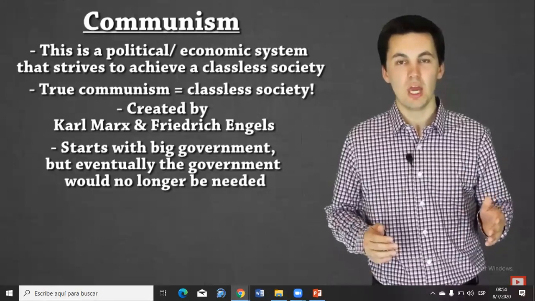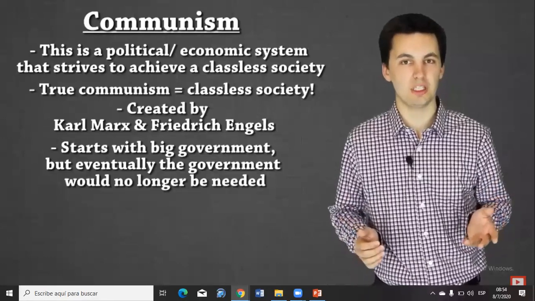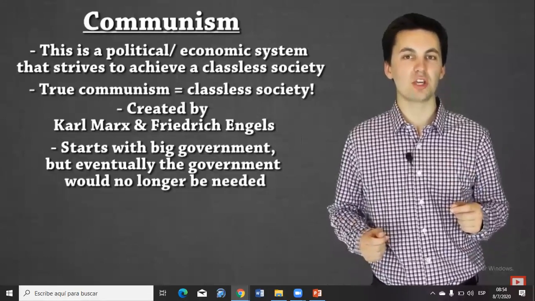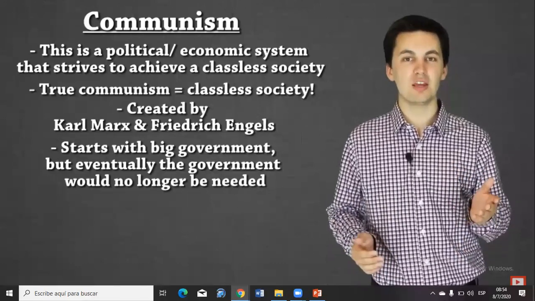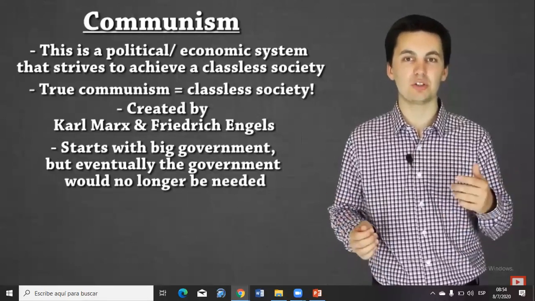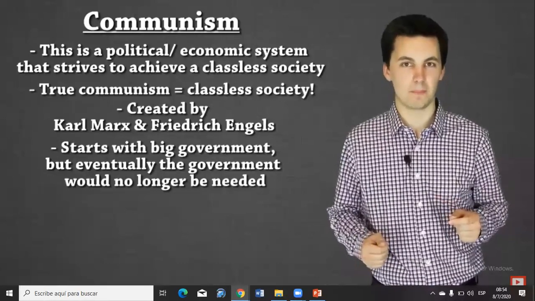And so by having everyone be the same, we would have order, and the government would no longer be needed. And so in true communism, the government would continue to shrink until eventually it goes away. Because if the government stays, that is a class in its own, and then people in the government would be above others, and that would defeat the purpose of a classless society.